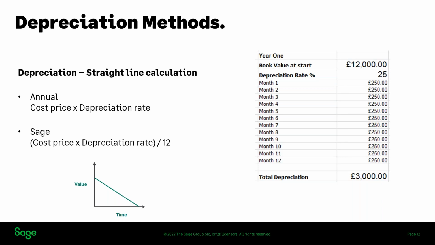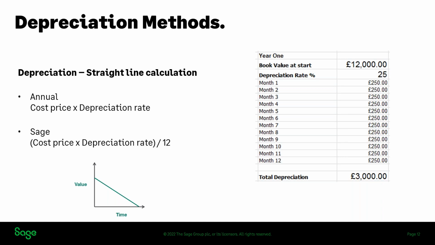Now in Sage, it does the same calculation, but it divides that evenly. So as part of that month end, you're going to see £250 posted in each month. Over the course of the year, if you've done 12 month ends, that's going to add up to your £3,000. Just spreads it out. That's probably the simplest method.